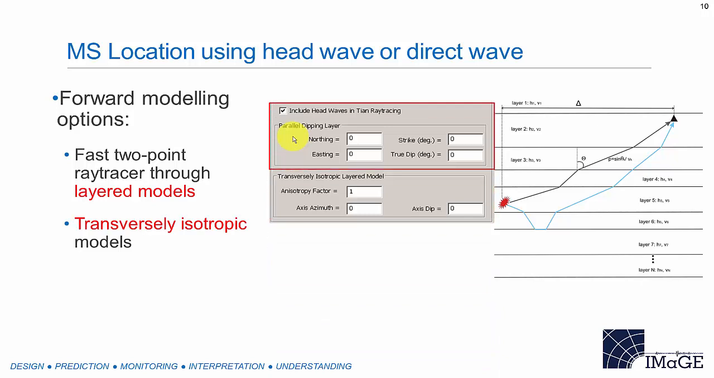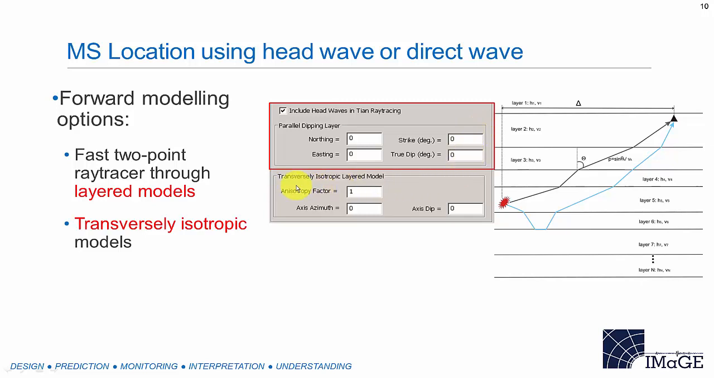So the solution that we provide is a 2-point layered model ray tracing. It can include head wave and exclude head wave. All you need to do is check this box to include head wave and uncheck this to only use the direct wave. There are other parameters that you can control. It doesn't have to be a horizontal layer. It can have some dipping angle and a strike angle.